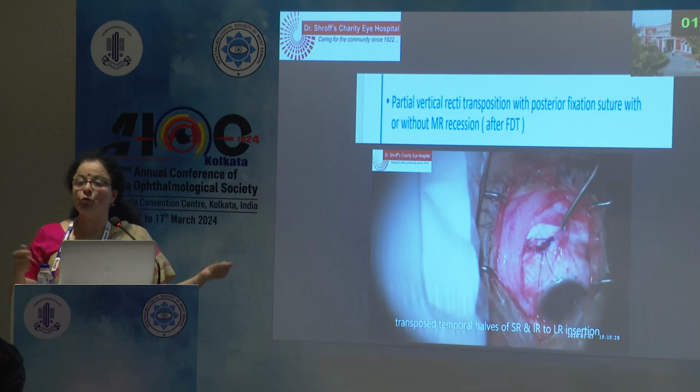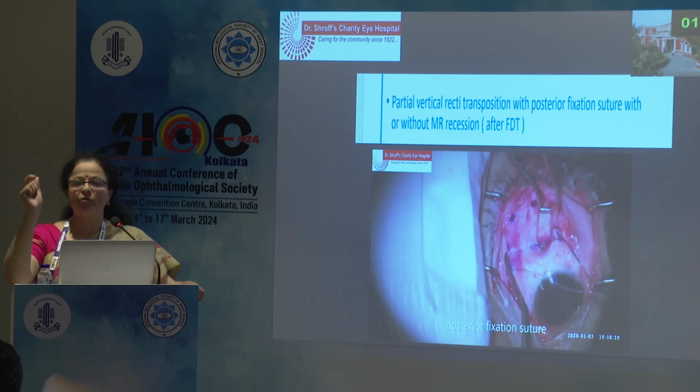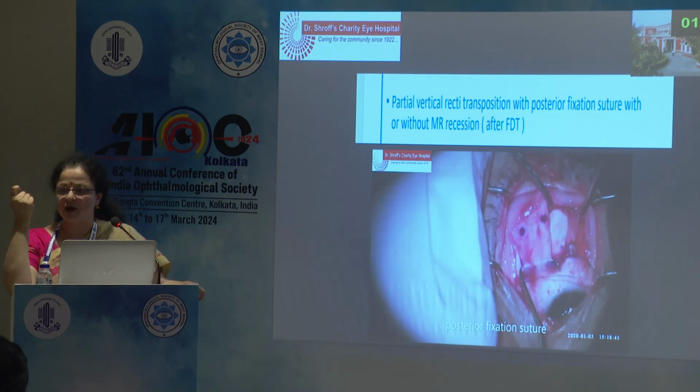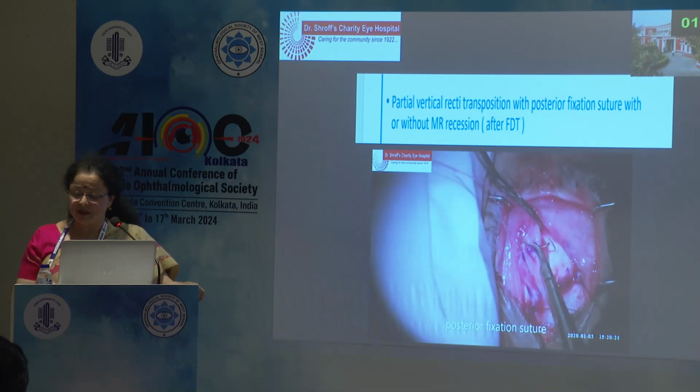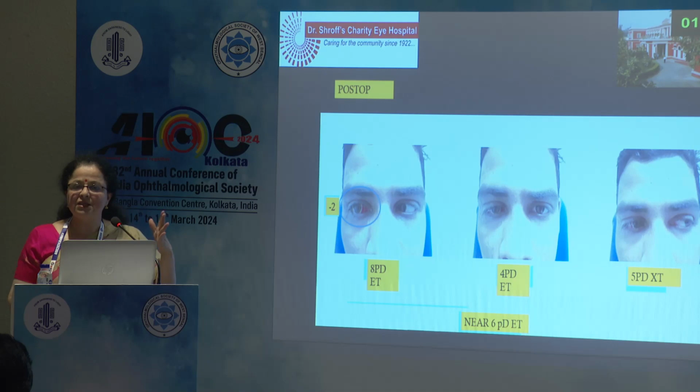So what you do, you will add on a posterior fixation suture. At 8 millimeters beyond, you will put a non-absorbable posterior fixation suture, a Foster's method, as it is called, so that it improves your abduction more. Because even after this, you may not get your full abduction. So here you have a -2. Patient is still not happy because he feels that he's still seeing double in this case.